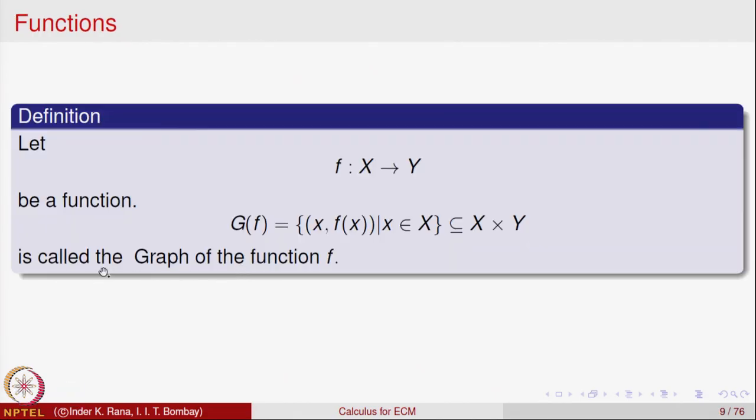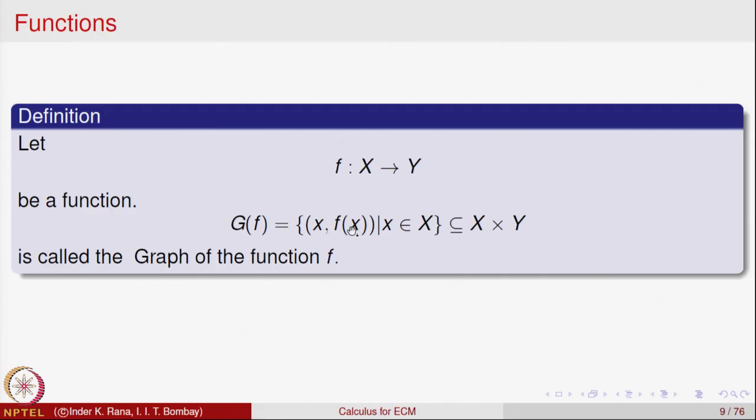So, let us look at the next thing that we want to relate to a function, which is called the graph of a function. We want to represent functions as pictures. So, we want to give a geometric representation of functions. Let us take a function f from x to y. Its domain is x, codomain is y. The graph of the function is the set of all ordered pairs.